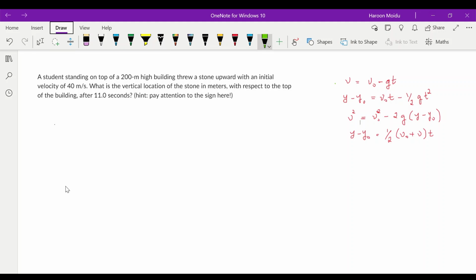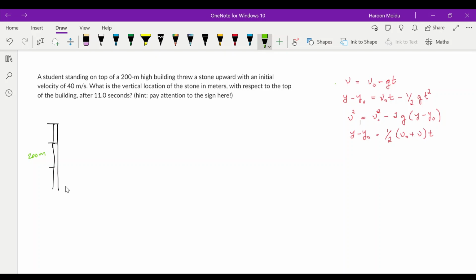Let's try to illustrate the situation here. So the student is standing on top of a building. Let me draw the building. Okay, so this is the building, and the height of the building is 200 meters. Let's note it here. And he threw a stone upward with an initial velocity of 40 meters per second.